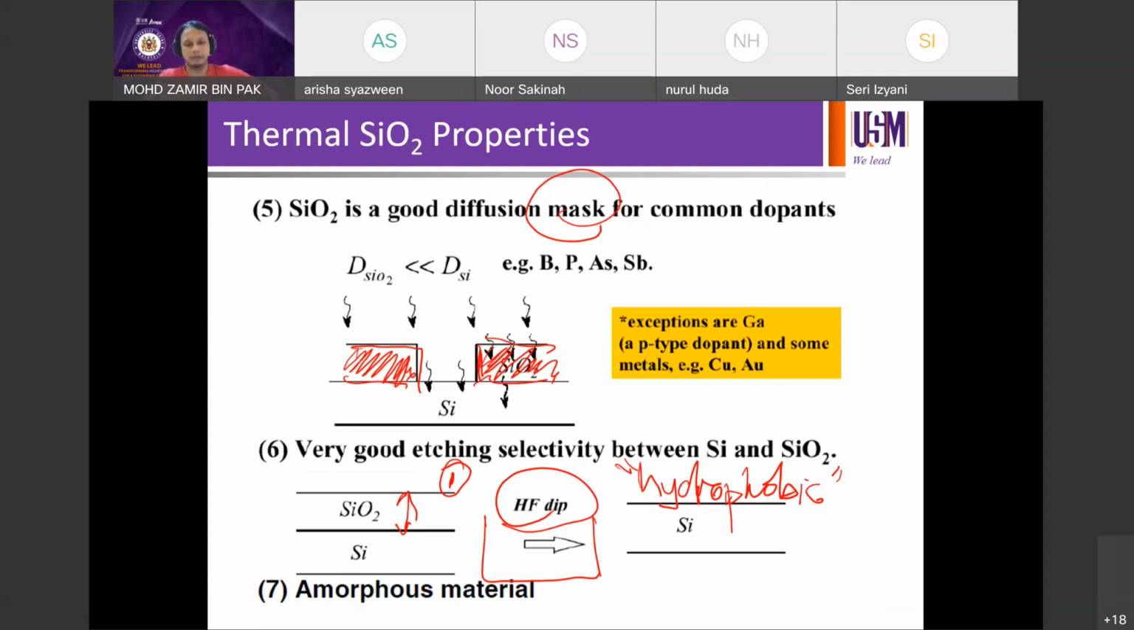So lepas you HF dip dekat tengah ni, so you go to state number 2, condition number 2, to know that your silicon dioxide is completely gone, okay, from the surface.